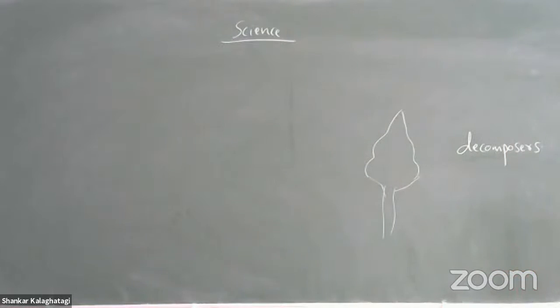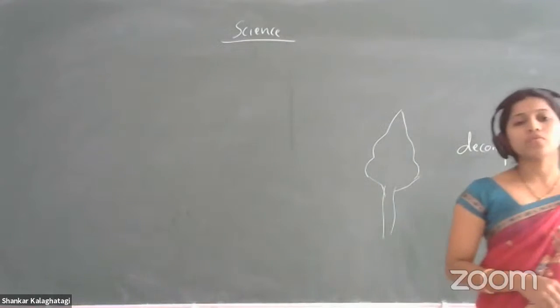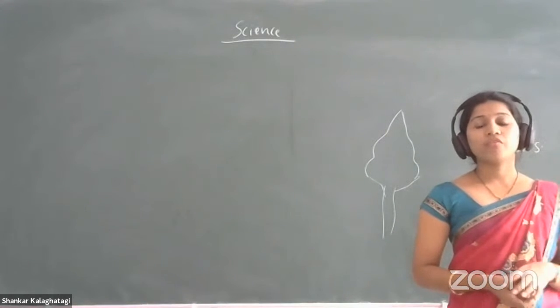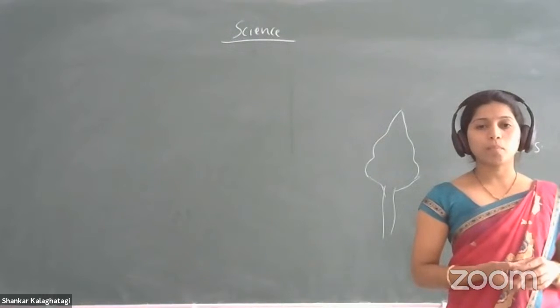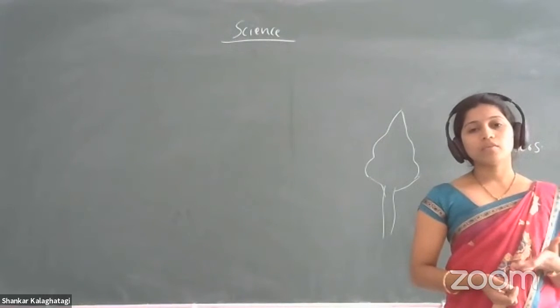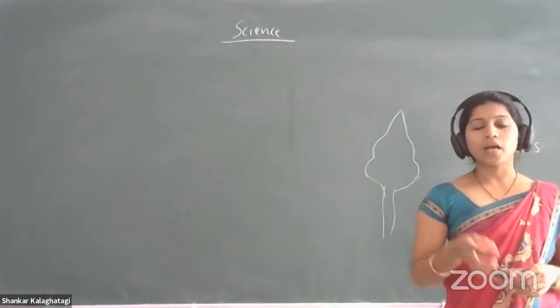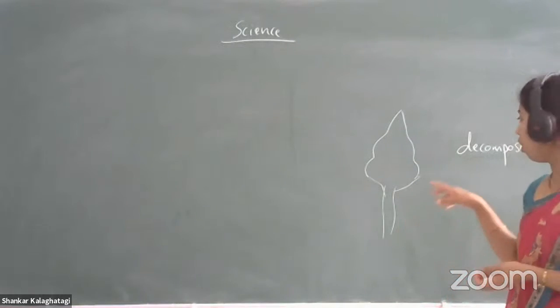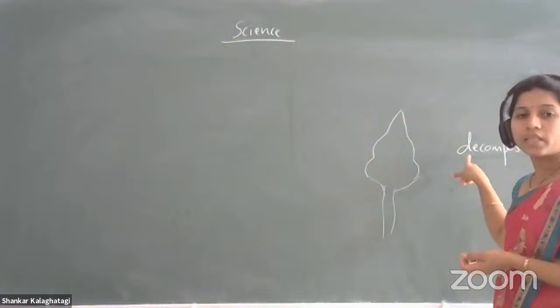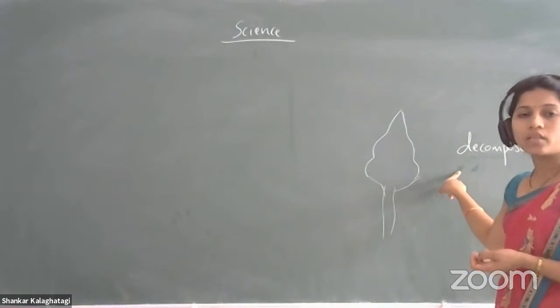Okay, decomposers means microbes which feed on dead and decaying parts of plants and animals and convert them into humus. So those microorganisms are called decomposers. They play an important role in the forest.